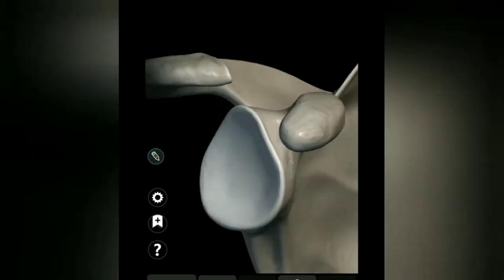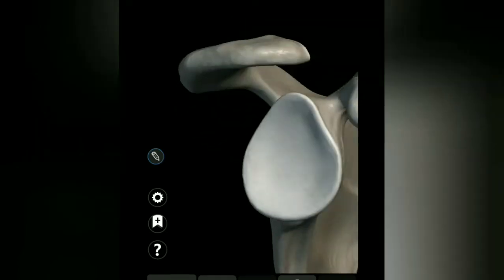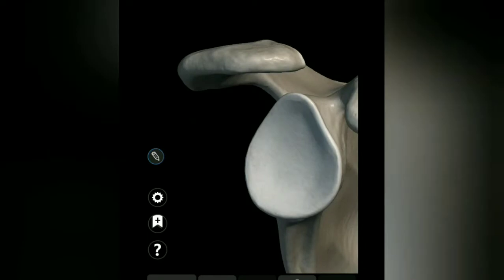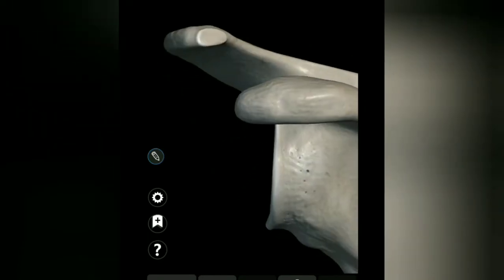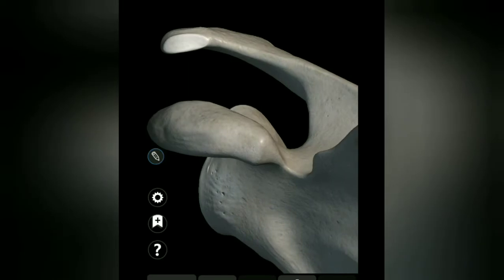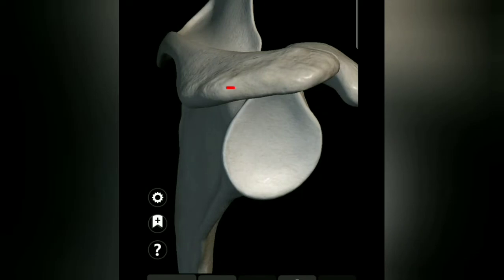So the acromion process has two surfaces. This one is the superior surface, and another is the inferior surface. It has two borders, the medial border and the lateral border. This one is the medial border, and this one is the lateral border.